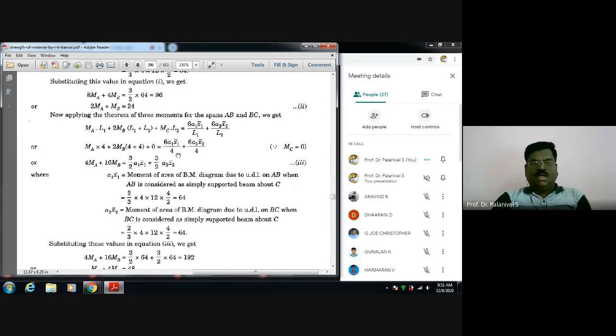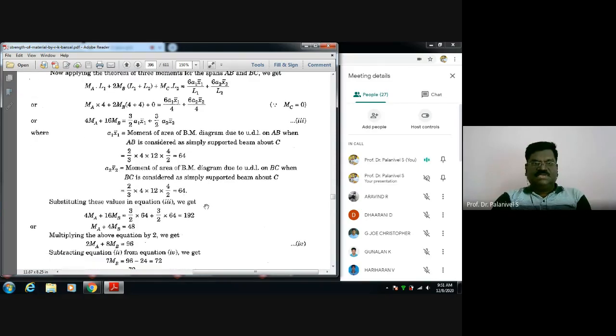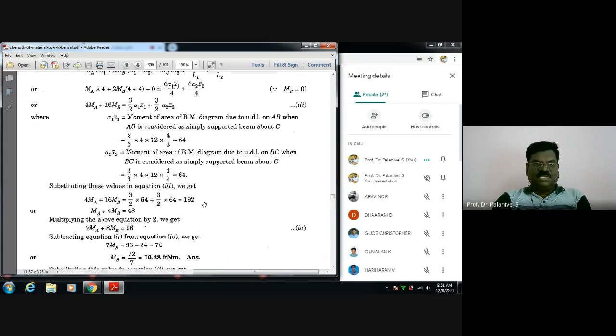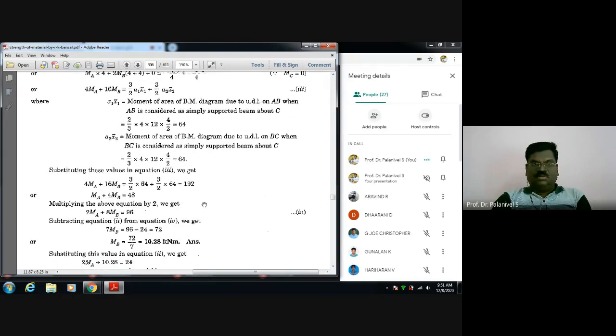6 A1 x1 bar divided by L1 plus 6 A2 x2 bar divided by L2, and so on. You know how to determine these and how to take moments, because you are already familiar with it. You have learned it. By this time, you should work it out and become familiar with it. That is your responsibility. Just by listening to me, you cannot understand everything 100% unless you apply your mind and work it out on your own. So this much only I can tell.